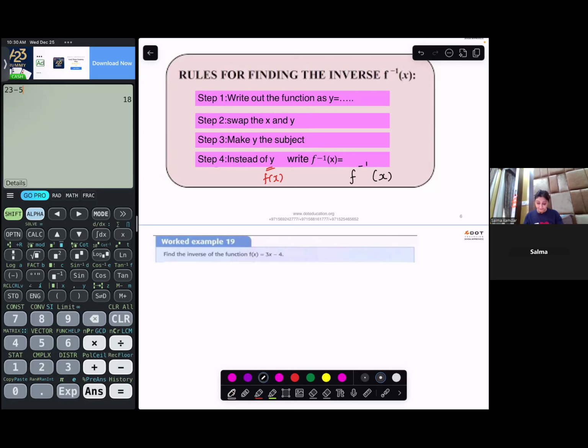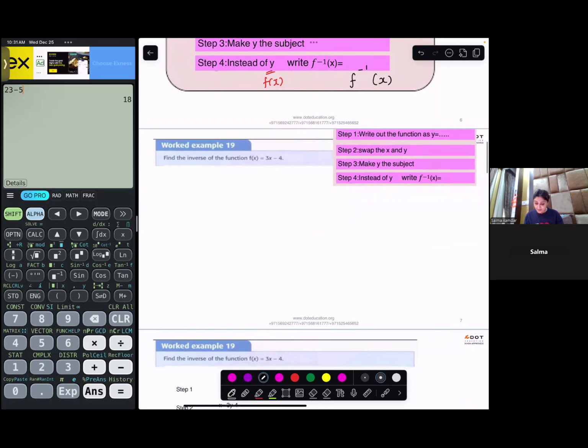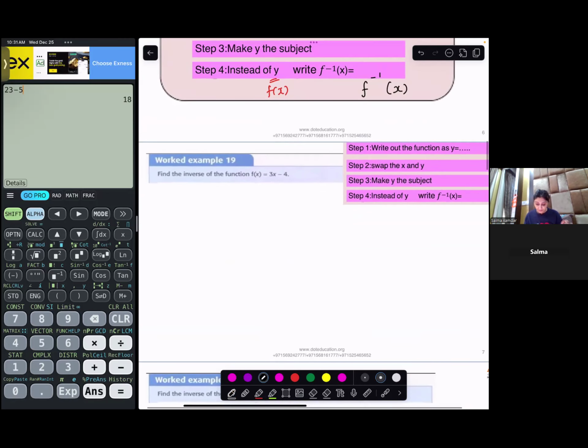Let's go ahead with the first sum. I'm putting the steps over here so that it becomes easier for you. Find the inverse of f of x is equal to 3x minus 4. Make the function as y. So I will write y is equal to 3x minus 4.